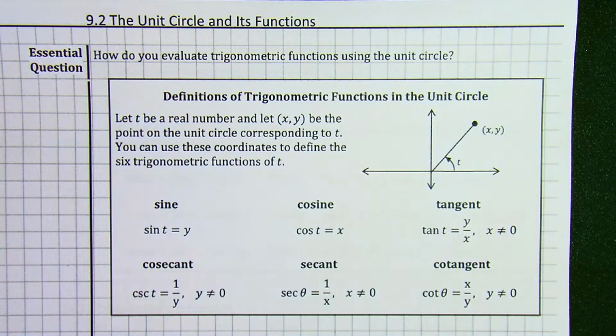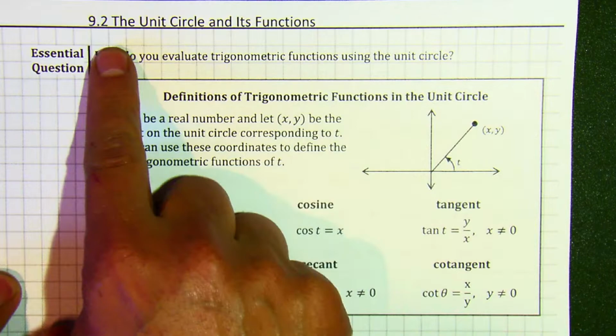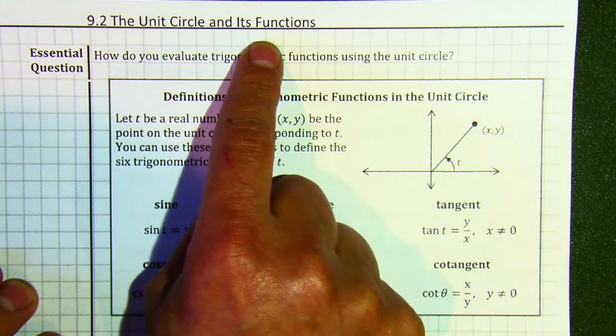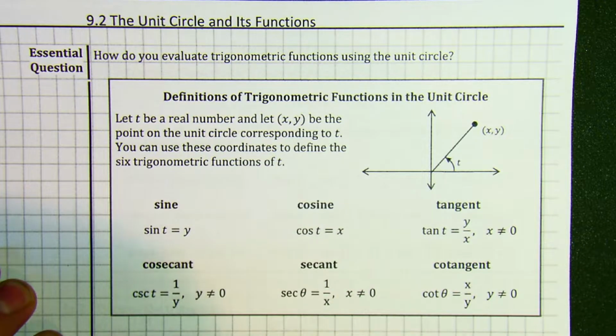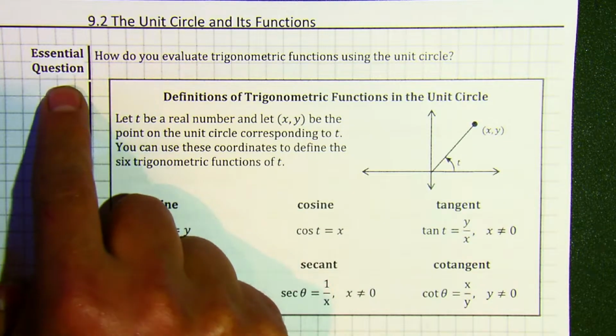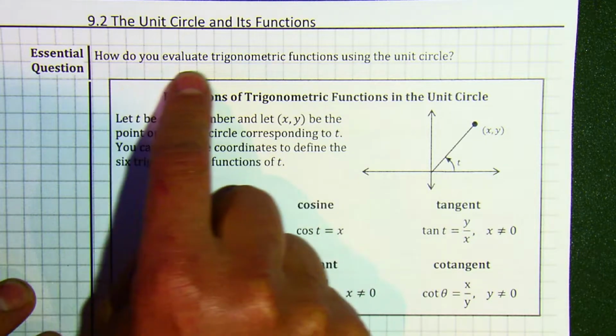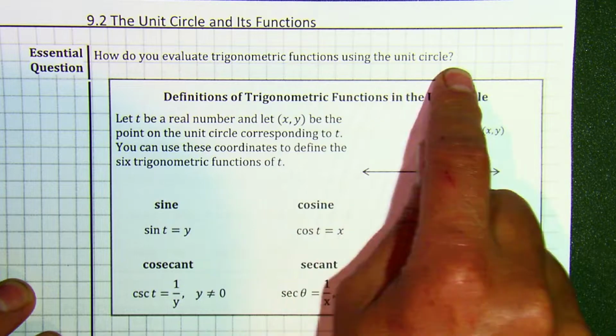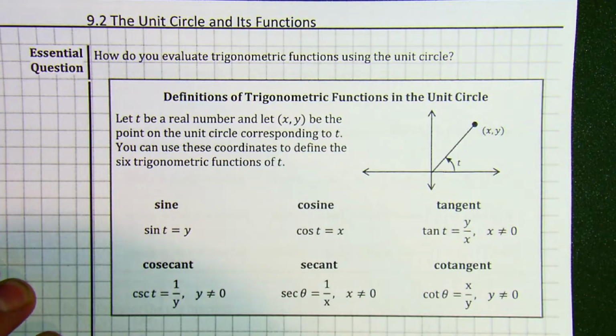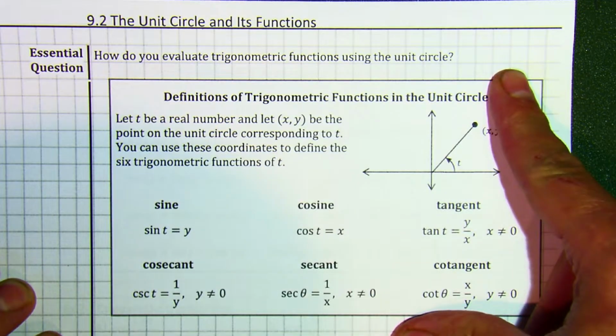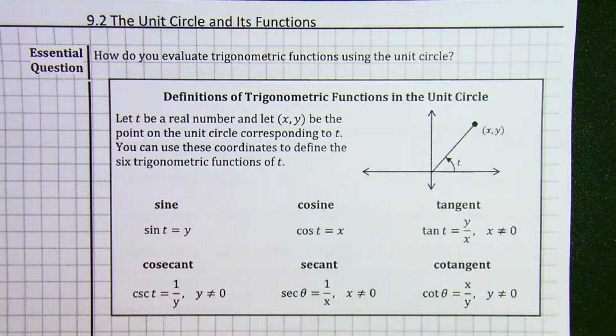Good morning. Today we are going to cover section 9.2, the unit circle and its functions. So take the time to copy down your title and your essential question. How do you evaluate trigonometric functions using the unit circle? Go and paste your cutout and we'll start once you are ready.